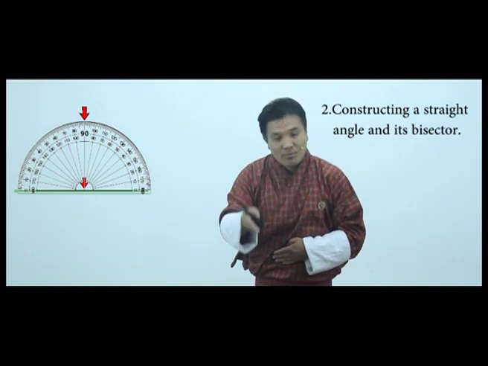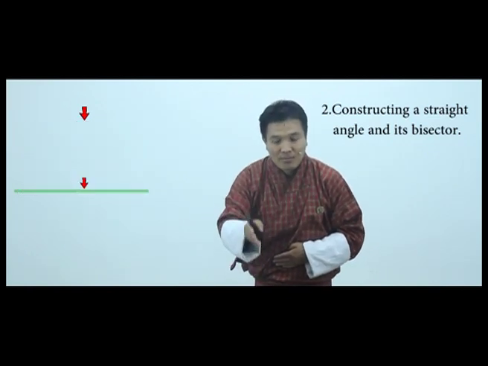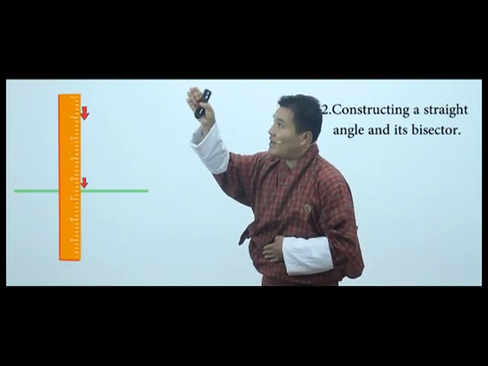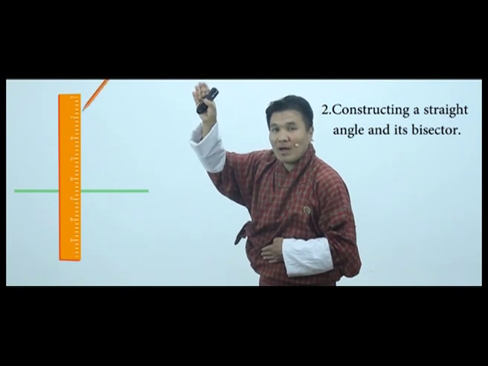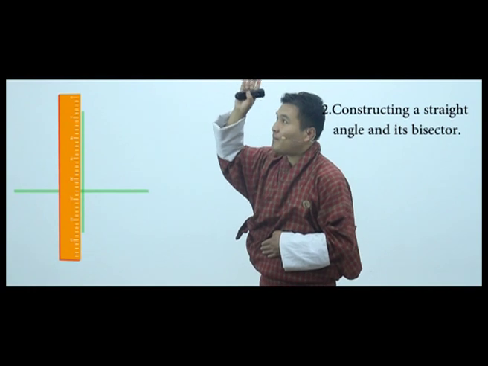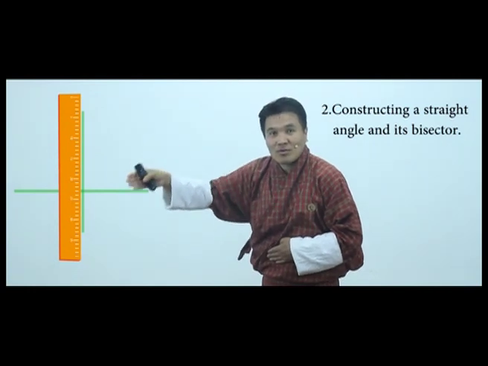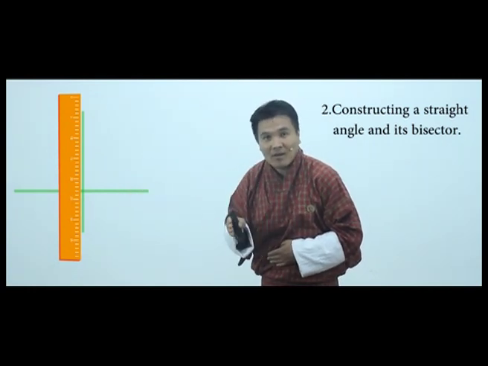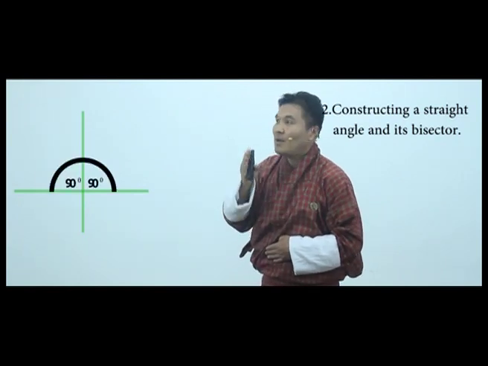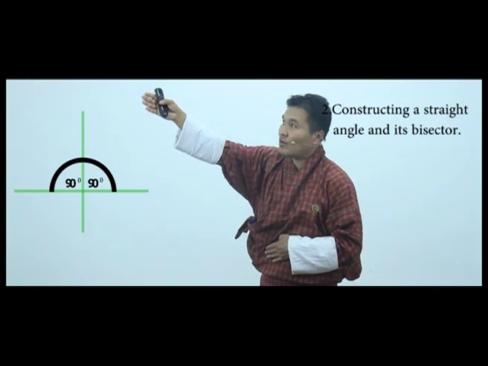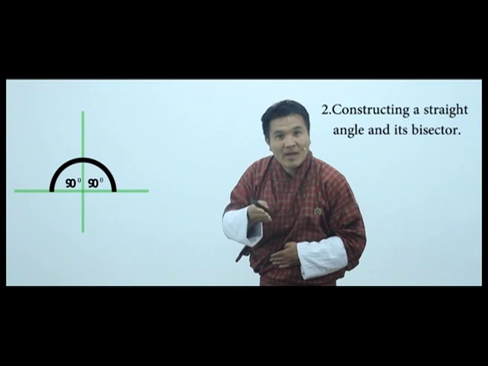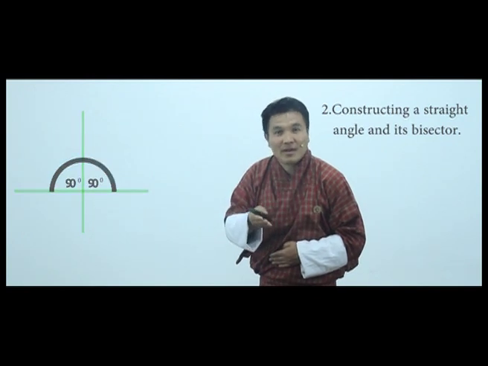Now, keep your protractor aside, pick up your ruler. Now, again, keep your ruler straight from the dot, or the mark you have marked, and then draw the line to the straight angle. If you measure, you are going to get two 90 degree angles, as you can see on the screen. That's how we draw an angle bisector for a straight angle.